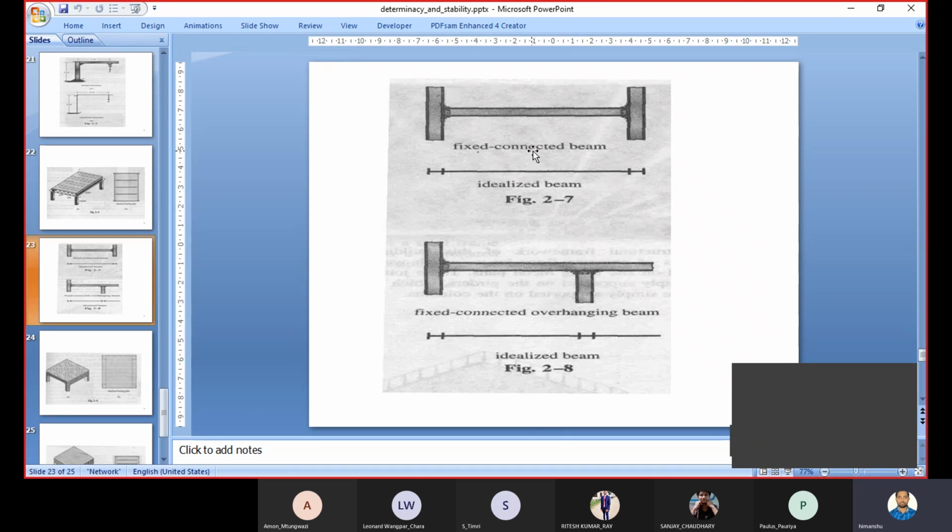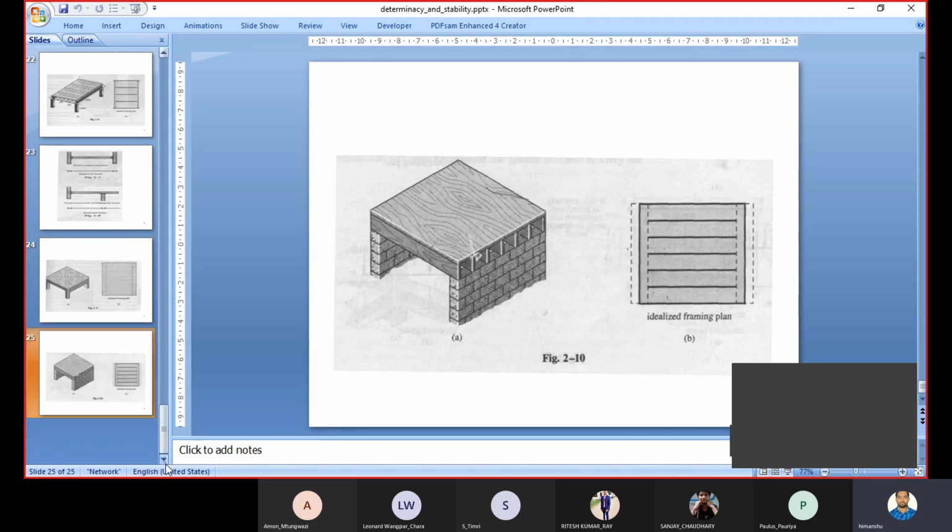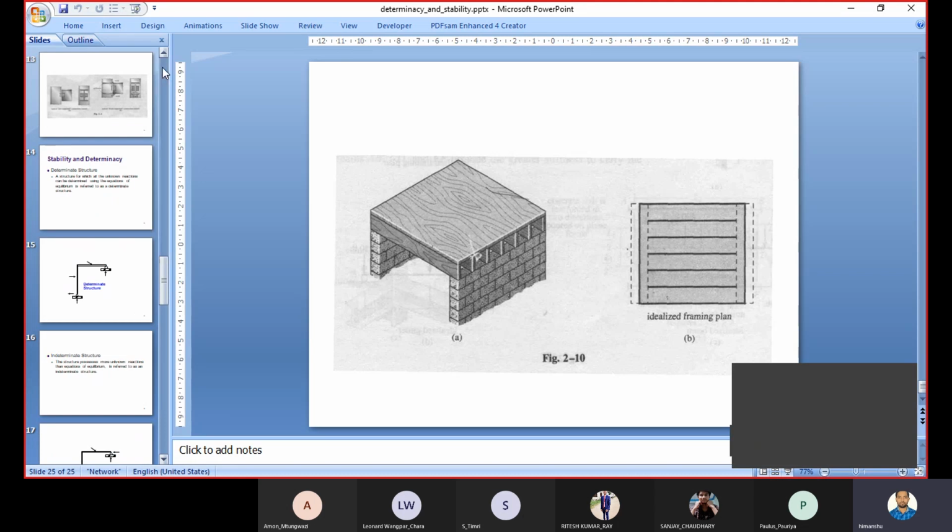Similarly, this is a fixed beam connection. This is an idealized structure of this. This is another fixed beam, an overhang beam. So this is also an idealized beam connection. Similarly, in our problems, we are going to use these kinds of structures.